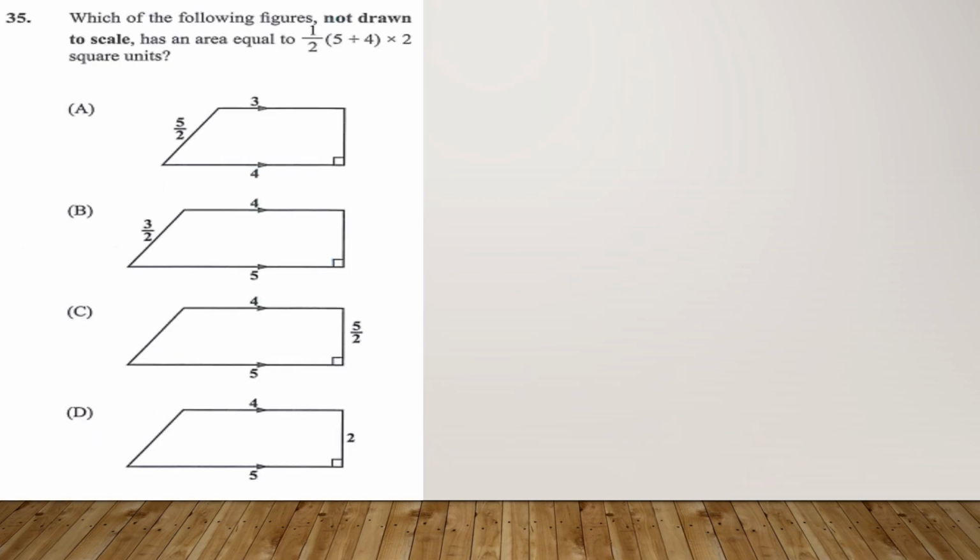35, which of the following figures, not drawn to scale, has an area equal to half, open brackets, 5 plus 4, close brackets, times 2 square units. So remember that this is a trapezium, and the area of a trapezium is equal to a half, A plus B, times the height. So let's see which of these would match. 5 and 4, and the height being 2. So that would be D.